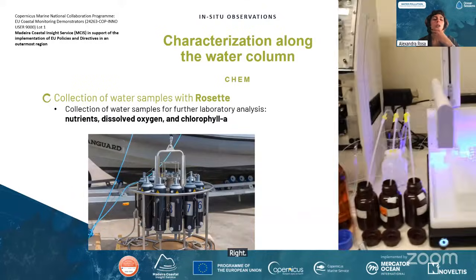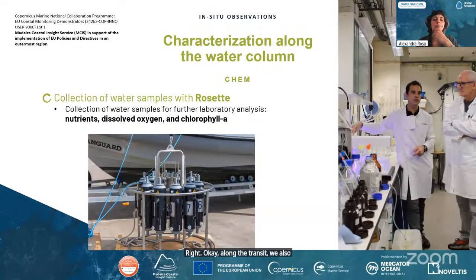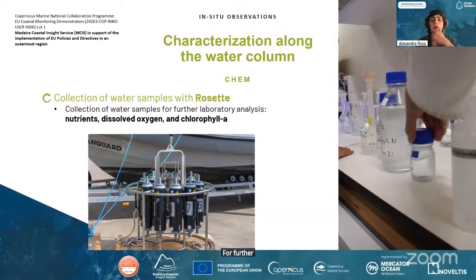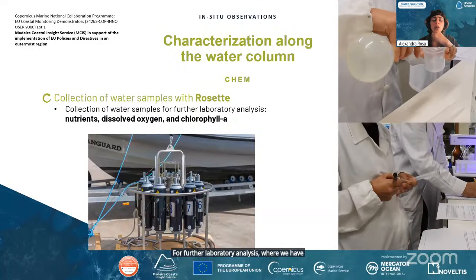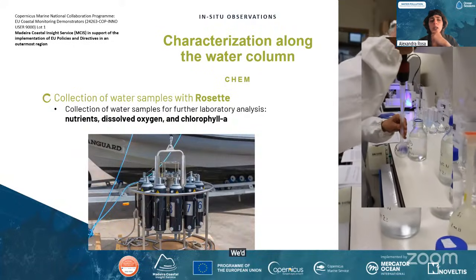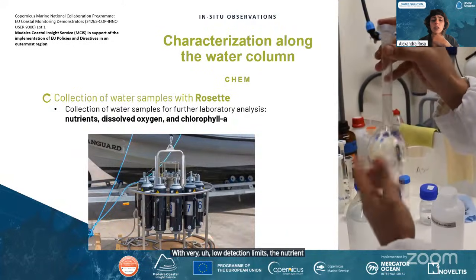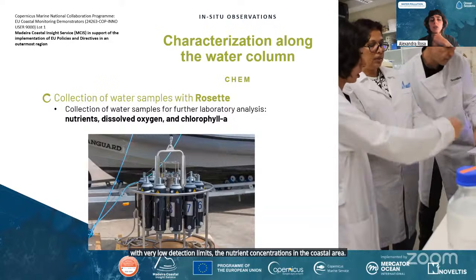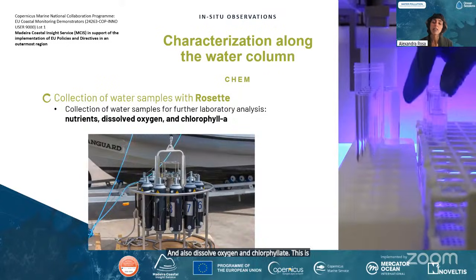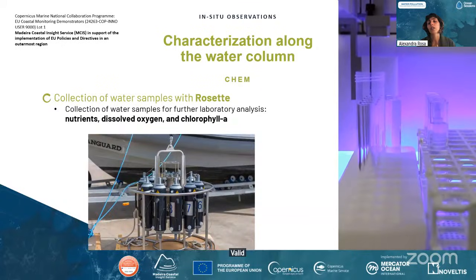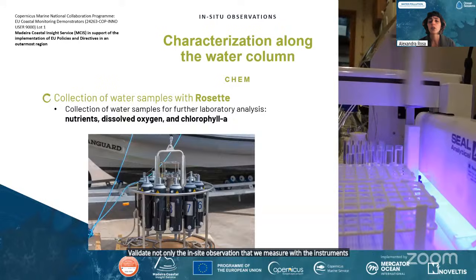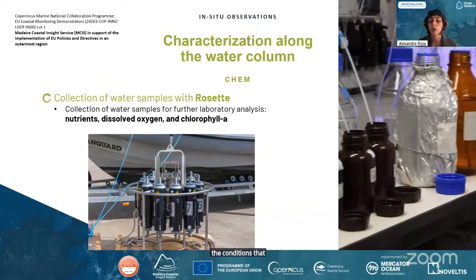Along the transect, we also collect water samples for further laboratory analysis, where we have an auto-analyzer that allows us to determine, with very low detection limits, the nutrient concentrations in the coastal area, and also dissolved oxygen and chlorophyll. This is very important in order to validate not only the in situ observations that we measure with the instruments, but also the conditions that we are predicting with the models.